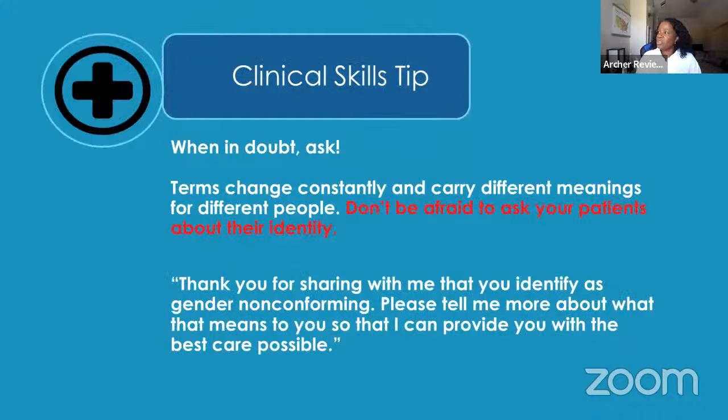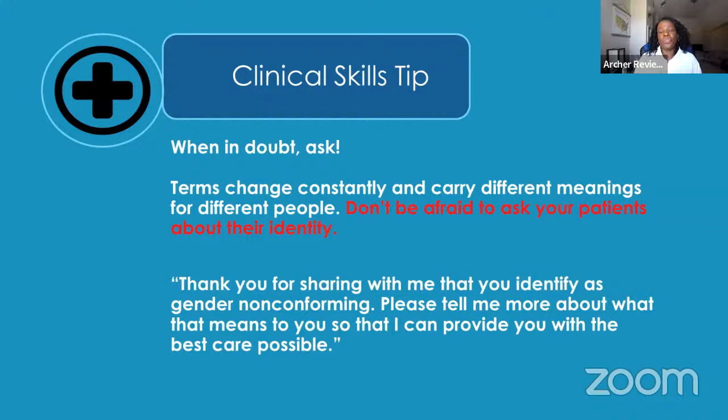Just a quick clinical tip: when in doubt, just ask. Terms change constantly, and they carry different meanings, and they're different for different people. So don't be afraid to ask your patients about their identity.